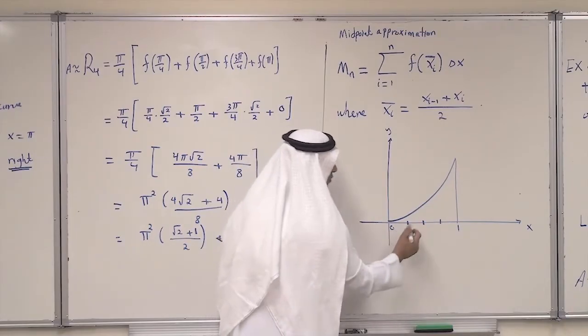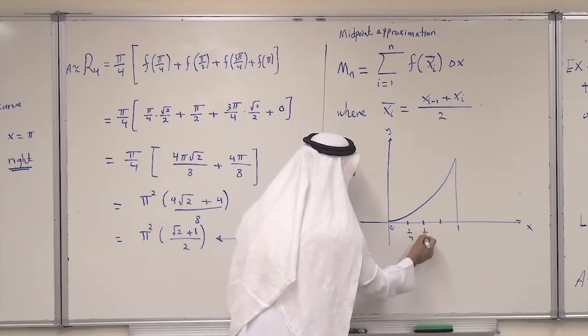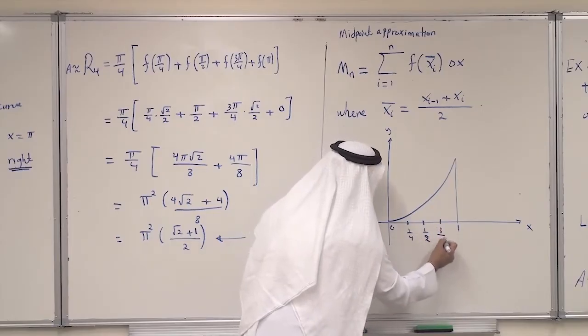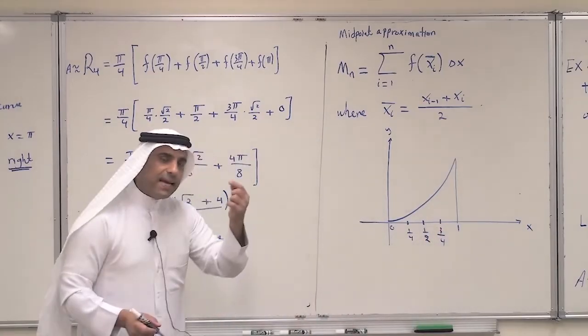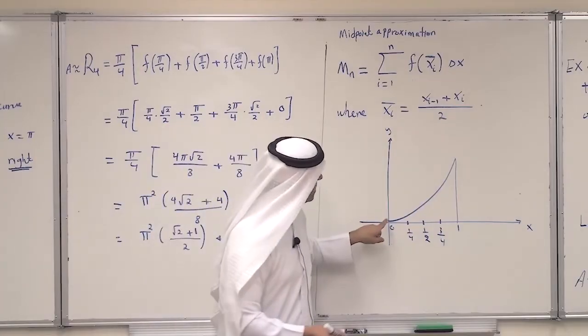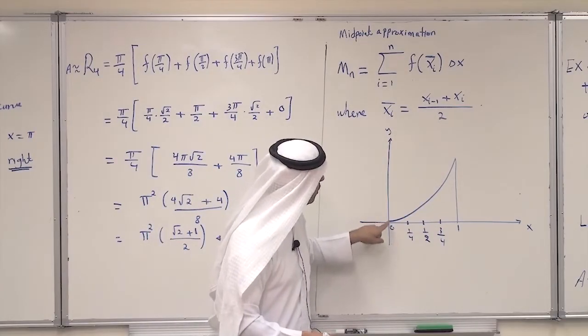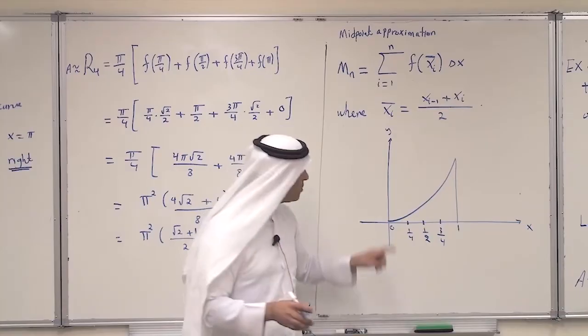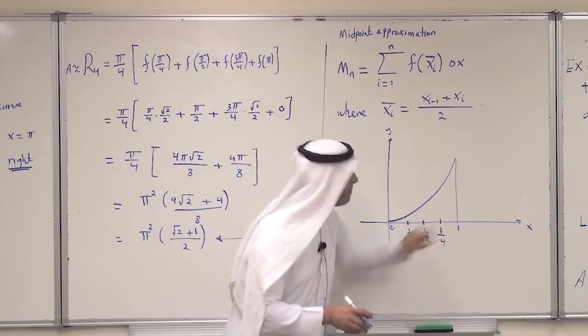We said this is 1 over 4, etc., if you remember. This is 1 over 4, 1 over 4, that is 1/2. This is 3 over 4. In that example, we did left point approximation by choosing the sample points to be always the left points. We did right point approximation by choosing the right points to be the sample points.